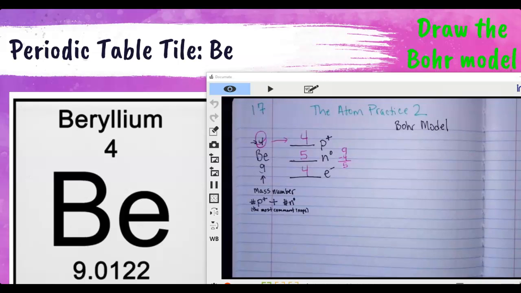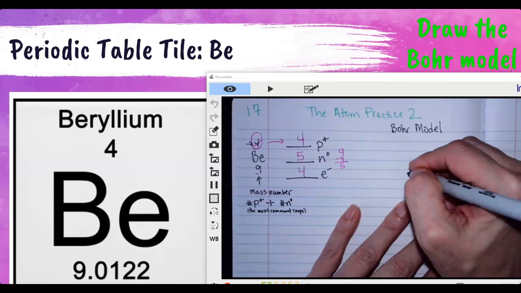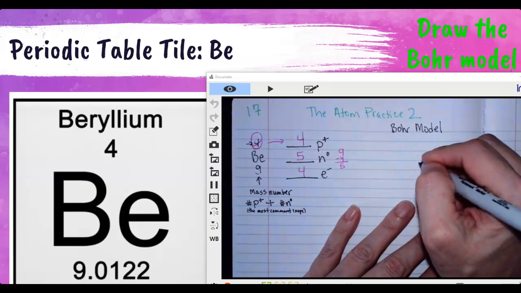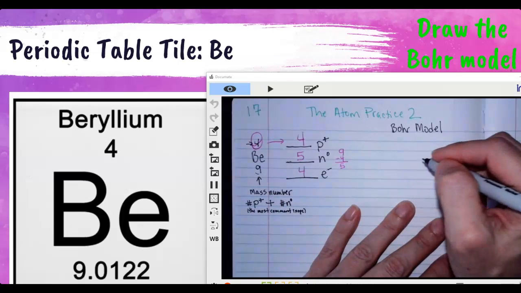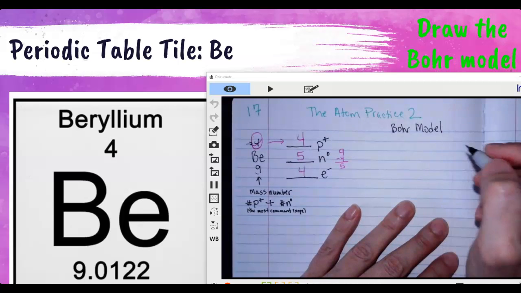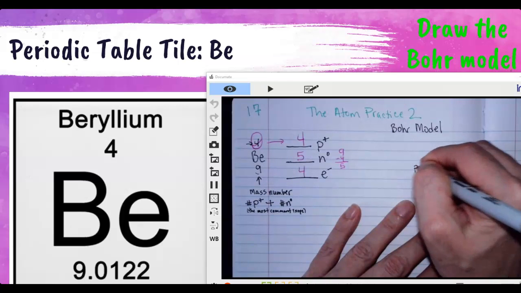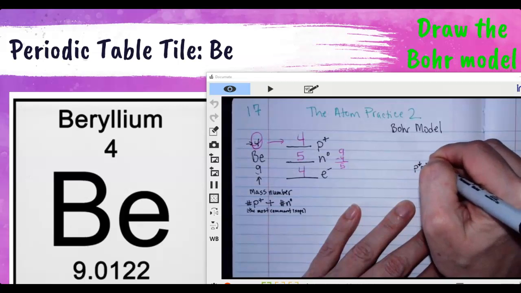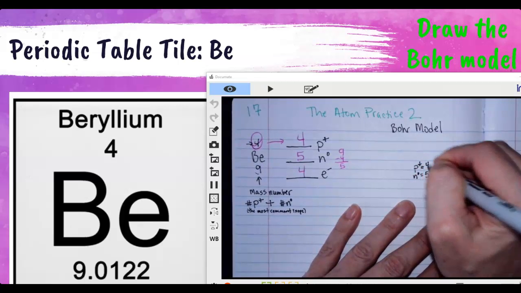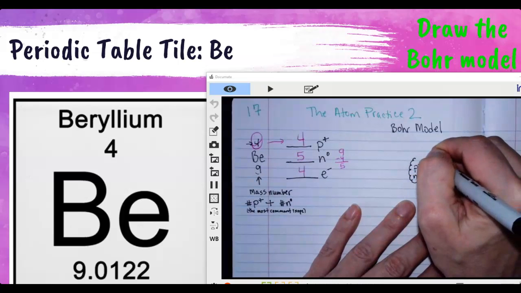All right, so we're going to put the protons and neutrons in the nucleus. Now, atoms get really big. Okay, so some atoms have close to 300 total protons and neutrons in the center, and we don't want to have to draw that much. So what we're going to do is we're going to label it. We're going to say that there's 4 protons and 5 neutrons. Then we're just going to give it a little bubble to represent the nucleus.